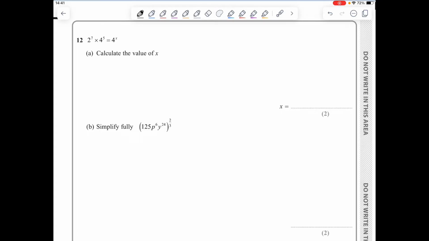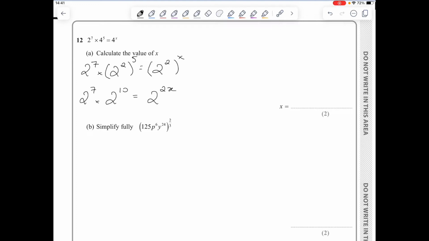For part A of question 12, I'll convert the 4s as powers of 2. So I get 2 to the 7 times 2 squared to the power of 5 is equal to 2 squared to the power of x. Now I'm going to use the rule of indices where I have to multiply those powers. So 2 to the 7 times 2 to the 10 equals 2 to the 2x.